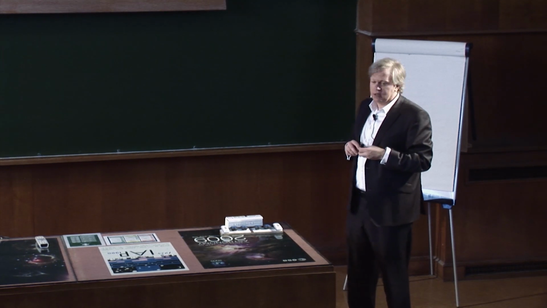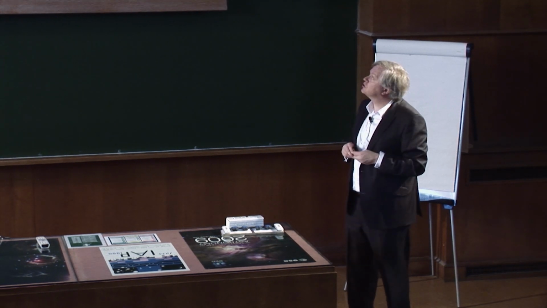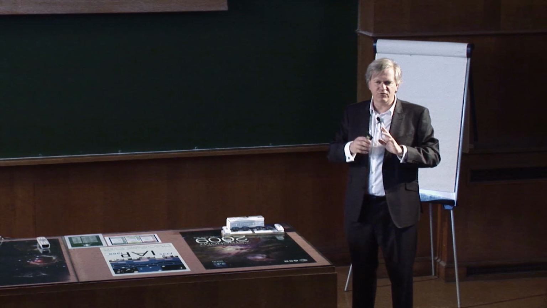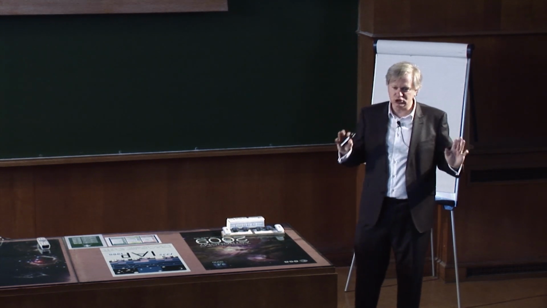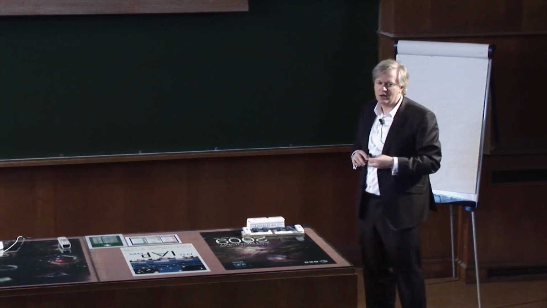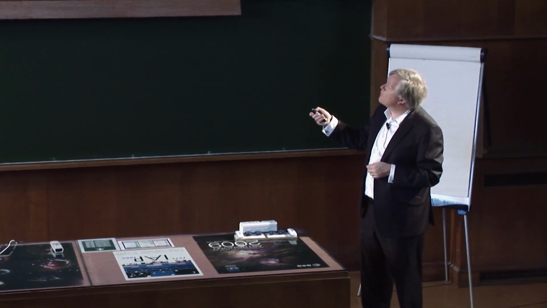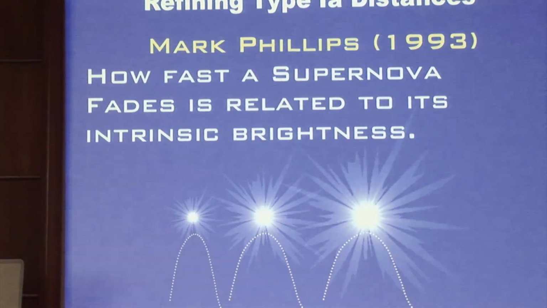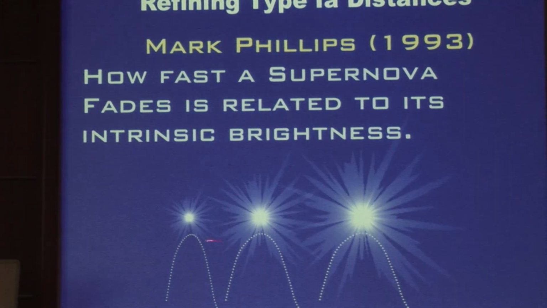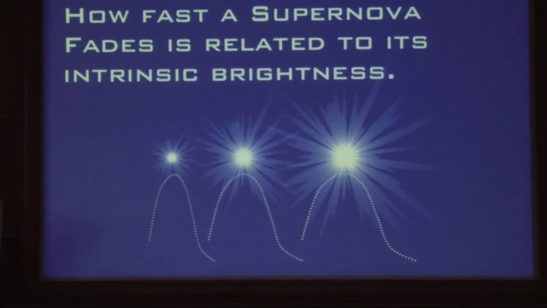In the end, it was realized pretty soon after by Mark Phillips, who had the benefit of the whole Calan-Tololo sample to look at to really see what was going on, that how fast a supernova fades is related to its intrinsic brightness. Things that rise and fall quickly are faint. Things that rise and fall slowly are bright.